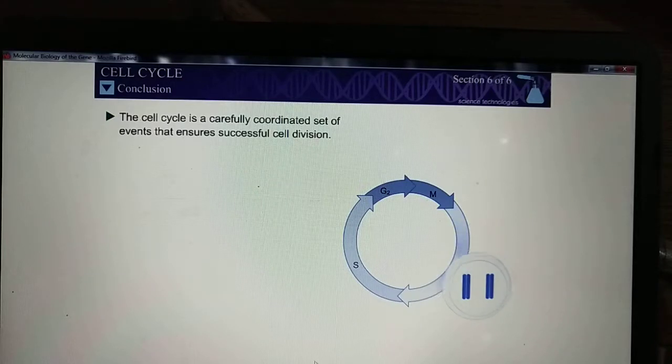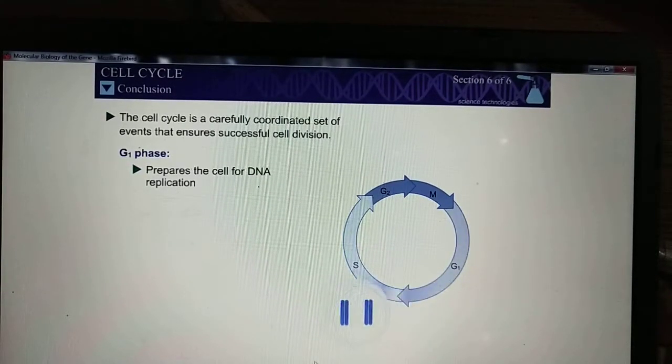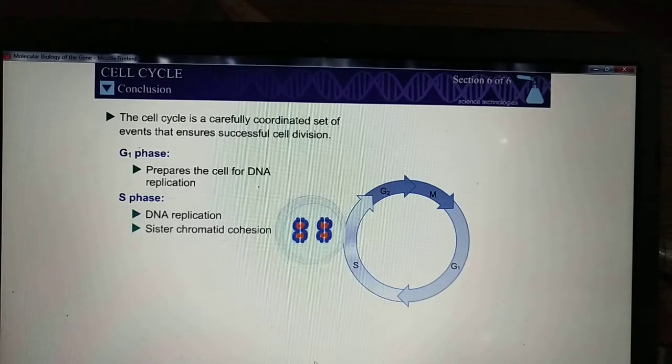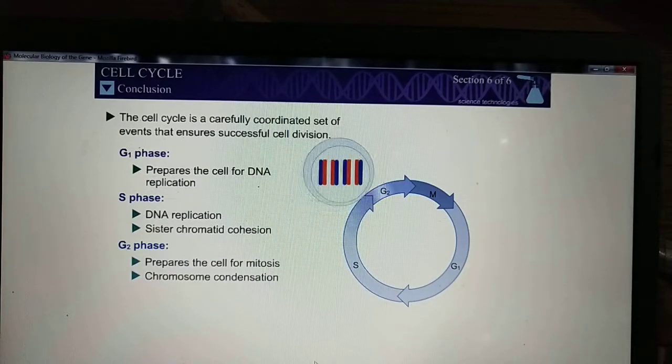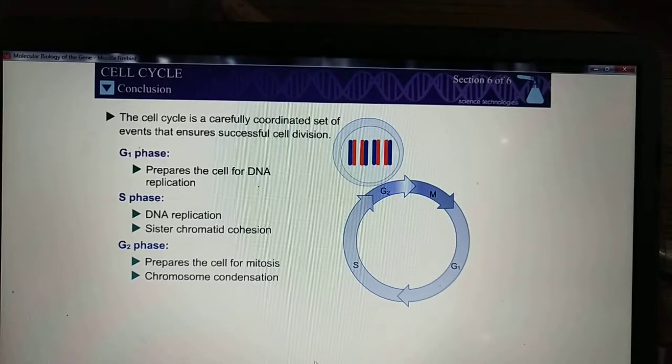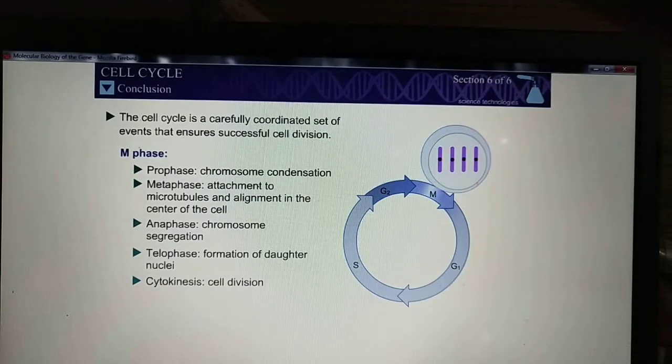The cell cycle is a carefully coordinated set of events that ensure successful mitotic replication of a parental cell into two daughter cells. Gap phases ensure the cell has the resources to commit to DNA synthesis or cell division. DNA replication is accomplished in the S phase, and the cell divides into two identical daughter cells during the M phase.